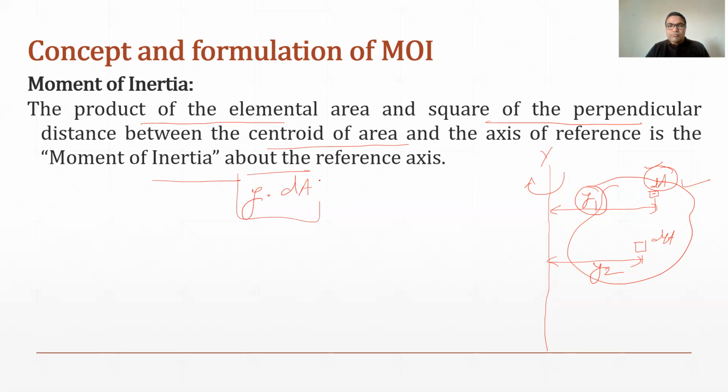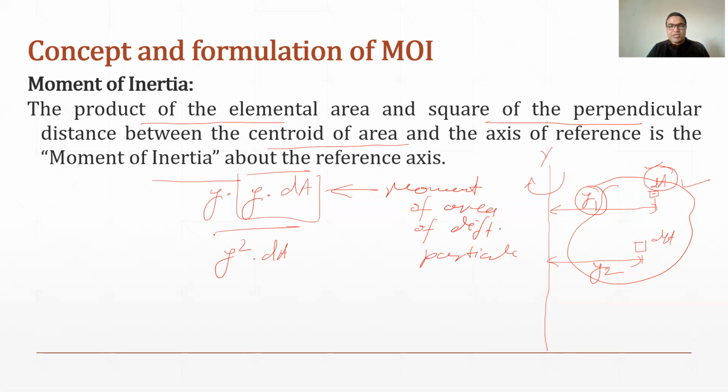it will become the moment of area of the differential particle. Similarly, if I again multiply this with y, with the same distance, then this becomes y square into dA. So this becomes the second moment of area of the element or particle.